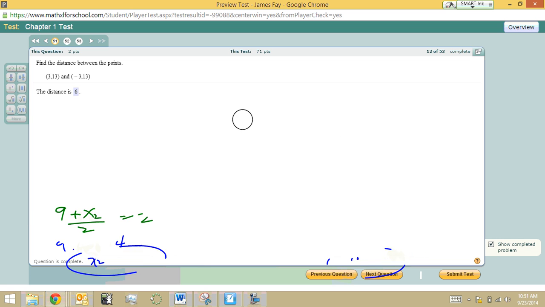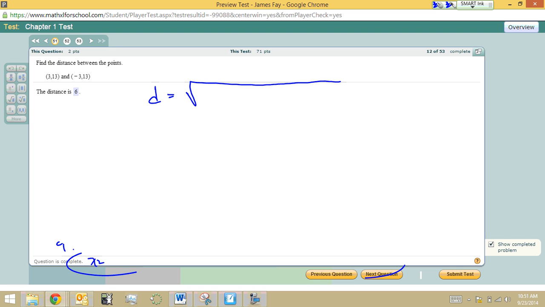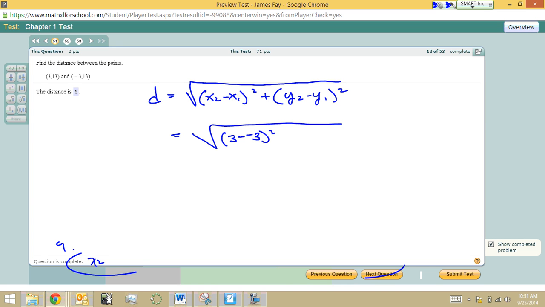Find the distance. Remember your distance formula is to subtract your x's. We don't have a name for these points, so I'll just say distance. Then you subtract your x's, so x2 minus x1, square them. Add to it your y's, y2 minus y1 squared. And remember, it doesn't matter the order that you subtract your x's or your y's. So I'll take 3 minus a negative 3, and I'll square that. In my y's, I'll go 13 minus 13, and I'll square that.